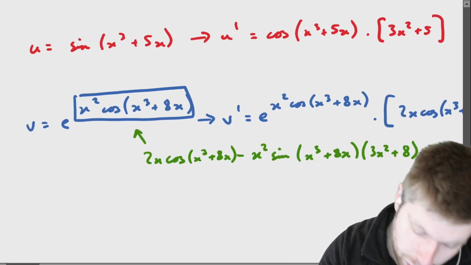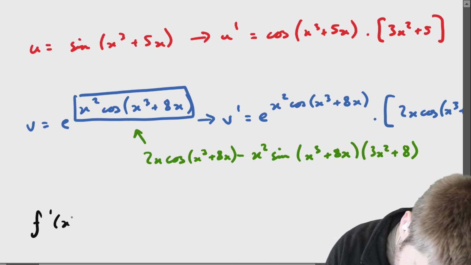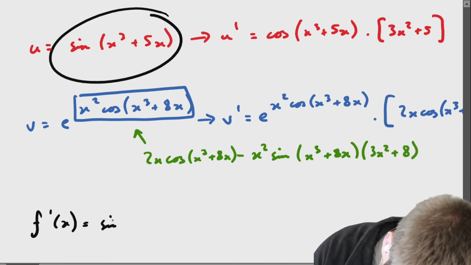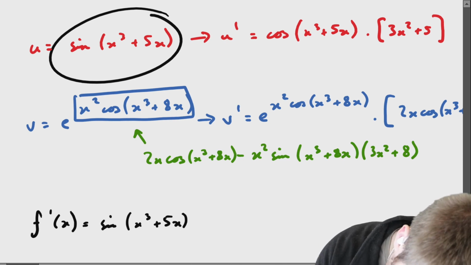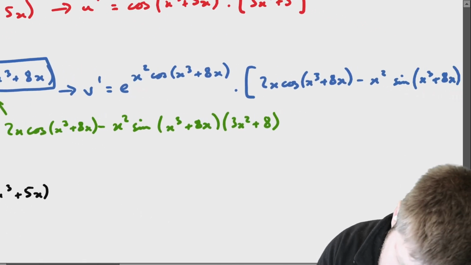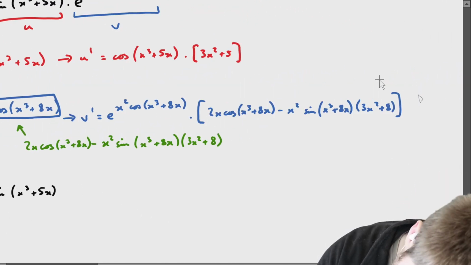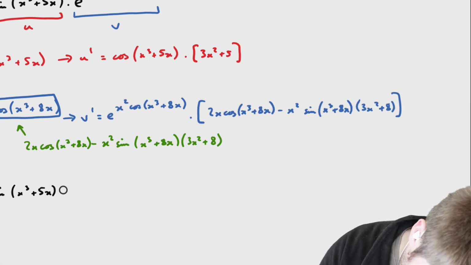Okay, so now I'm in a position where I can actually differentiate my original function. So let's find the derivative of my original function. So I'm going to first of all take u, which is sine of x cubed plus 5x, multiplied by the derivative of v, which is this big, long, horrible thing here. So actually, I'm just going to copy this down because I'm too lazy to write it out again. So I'll just copy and I'll paste.